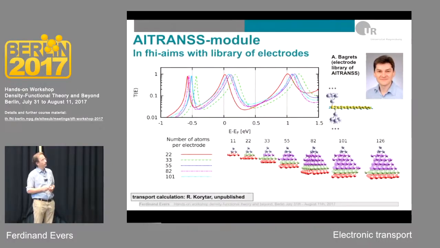Here the check is for the following arrangement. So we have an extended molecule, upper electrode, lower electrode. The shape of these electrodes can be varied. We have a library of different electrodes. We can make the size bigger and bigger.